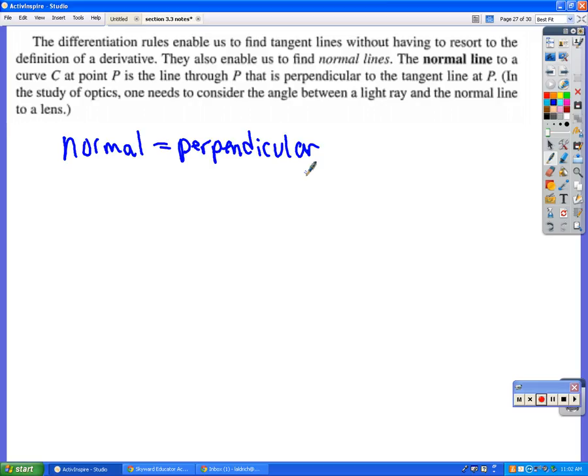A normal line is a perpendicular line. Okay? In the study of optics, one needs to consider the angle between a light ray and the normal line to the lens, for example. If you ever wanted to know when you might use this. So normal means perpendicular, and that's handy because what's the relationship between the slope of a line and the slope of the line perpendicular to it? They're negative reciprocals, or opposite reciprocals, okay? So remember that.